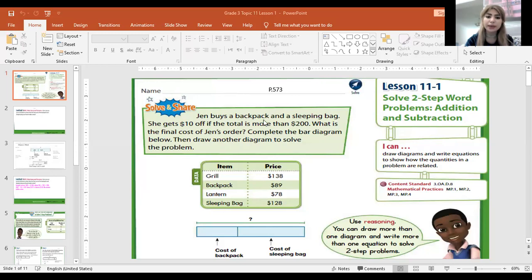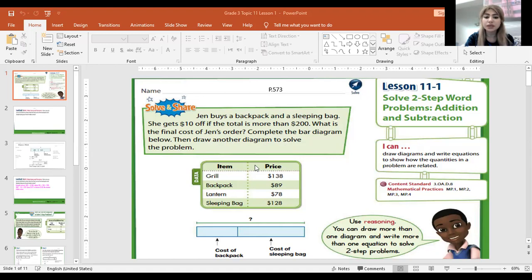Jen buys a backpack and a sleeping bag. She gets $10 off if the total is more than $200. So if she bought many things and the total is more than $200, she will cut off $10 from what she's paying, which means subtract $10. What is the final cost of Jen's order? Complete the bar diagram below, then draw another diagram to solve the problem.